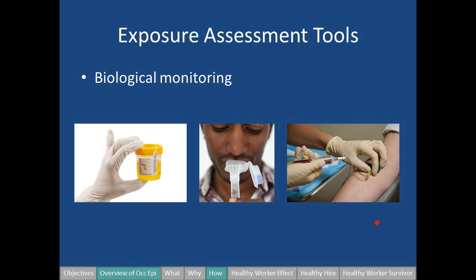And disadvantages, similar to the monitoring in the previous slide, are costs, getting the labs to run these analyses, and also the willingness of participants to provide the samples. So some things like saliva may be easier to get, but blood may be a little harder to get participants to submit.